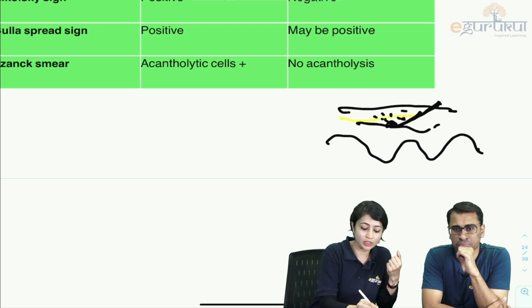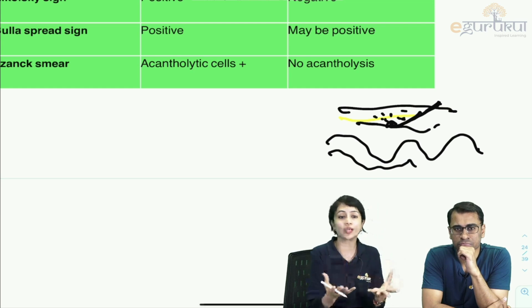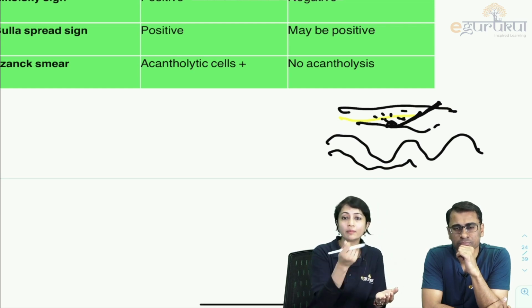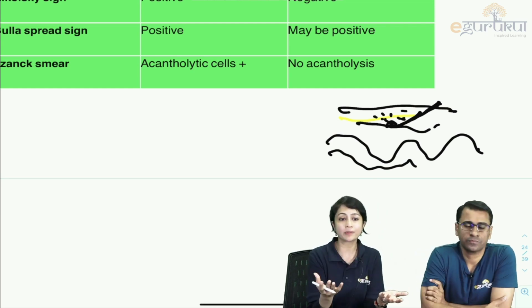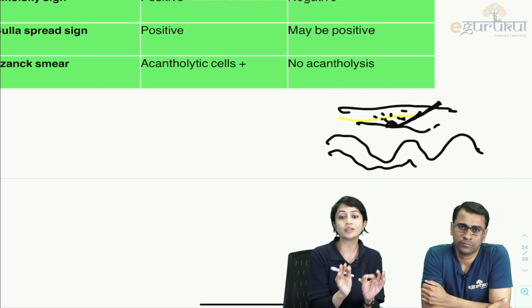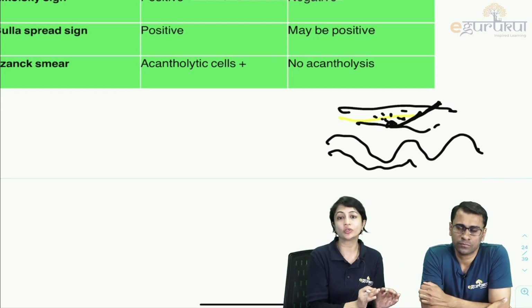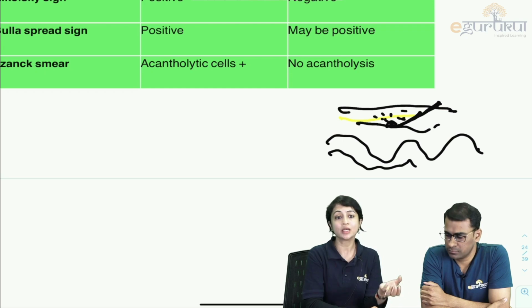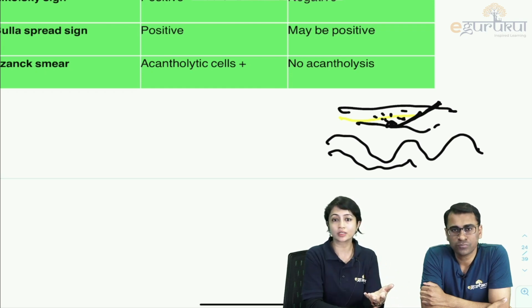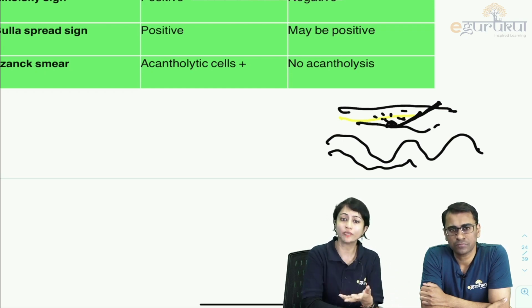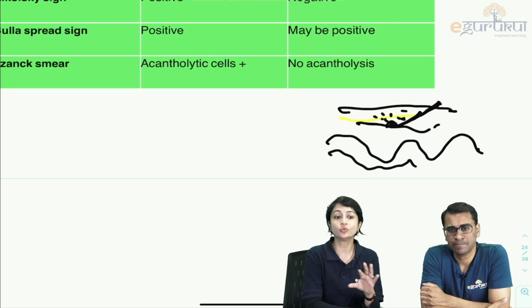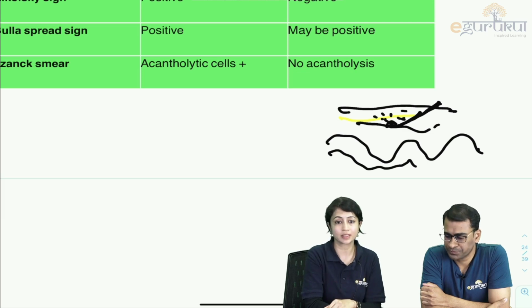In subepidermal disorder, the split is here. There are no keratinocytes here. So even if I make a smear, there are no separated keratinocytes. So I do not see acantholytic cells in subepidermal disorders, because acantholytic cells are nothing but separated keratinocytes. So if we do a Tzanck smear in subepidermal disorders, what can we see? We might see some eosinophils, we might see some neutrophils, but we do not see acantholytic cells there.